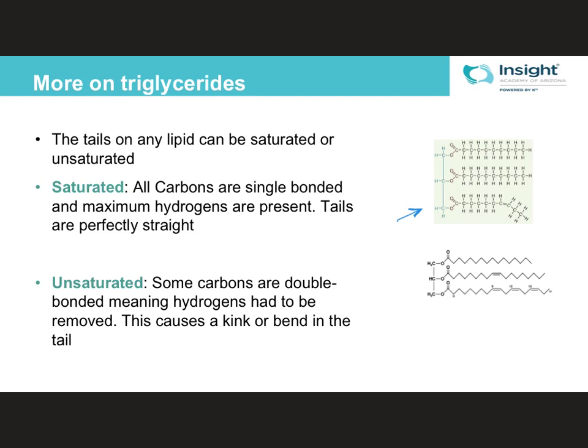All right, so saturated means that it's full of hydrogens and it's perfectly straight. Unsaturated means that there's some hydrogens missing, which then forms a double bond, and that puts a kink or a bend into the fatty acid tail.